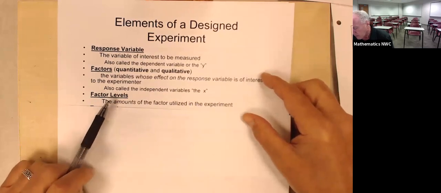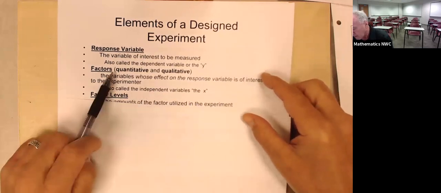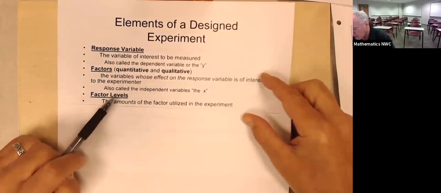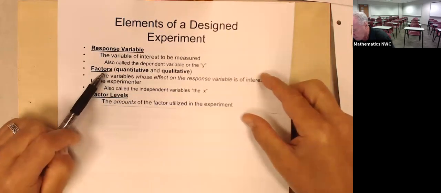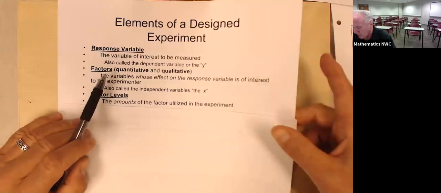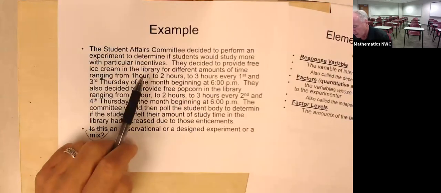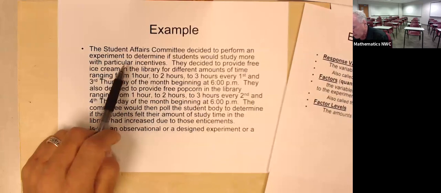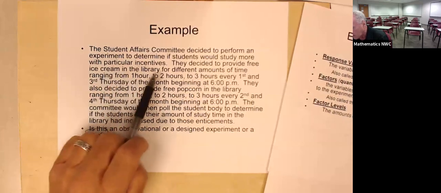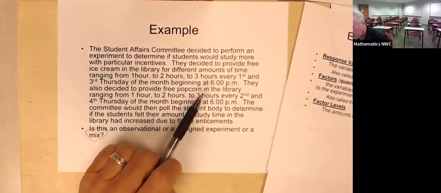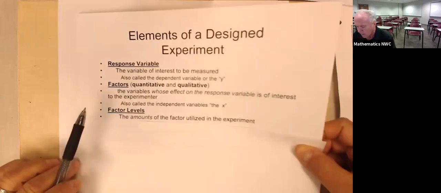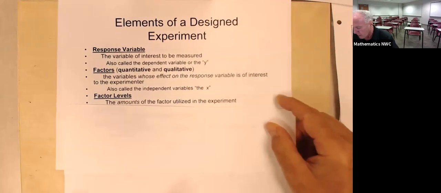The levels are the amounts of these factors that we're putting out there. So the levels are giving different degrees of the factors. For example, the levels would have been 1 hour, 2 hours, and 3 hours, because I might have ice cream for 1 hour, ice cream for 2 hours, ice cream for 3 hours, or I might have free popcorn 1 hour, free popcorn, etc. Those hours were the levels.